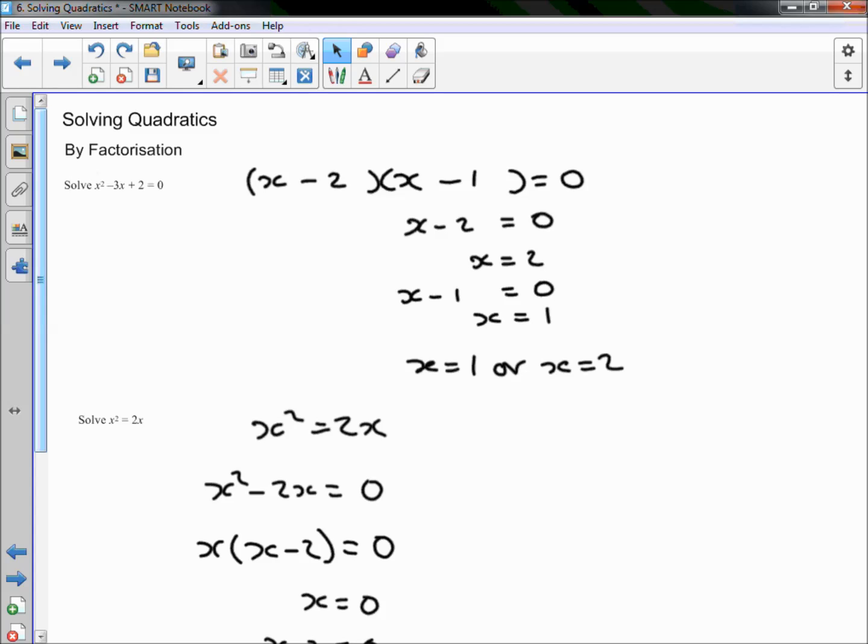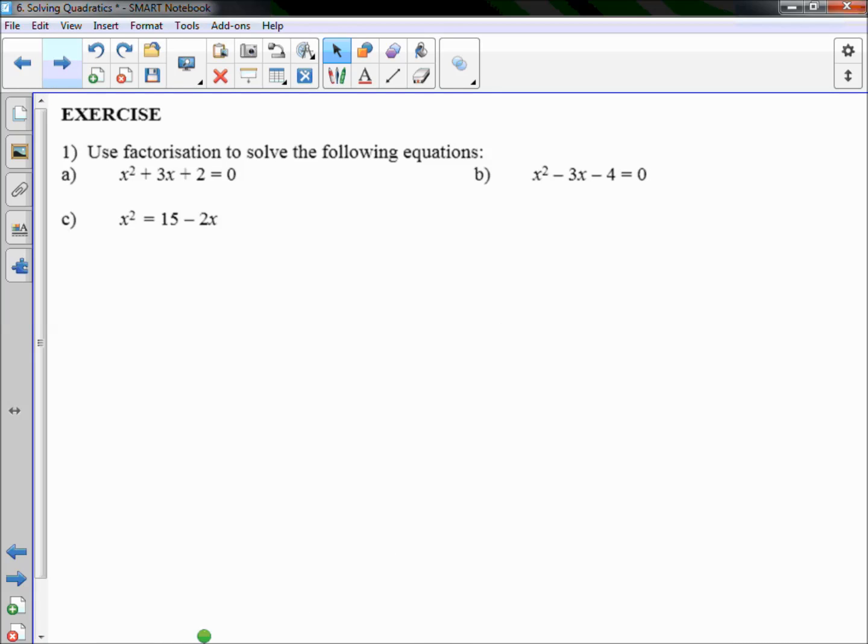Okay. So that's how we go about solving quadratic equations, or at least those we can factorise easily. So what I want you to do now is pause the video and have a go at solving these 3 quadratic equations. Now, go away and solve them, go on.